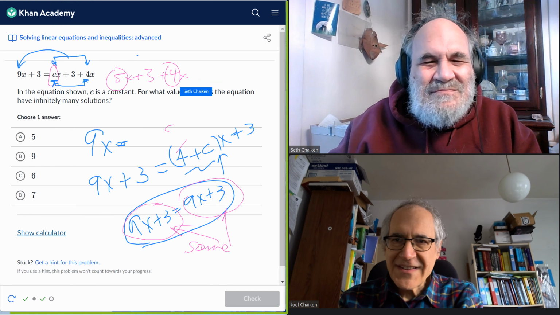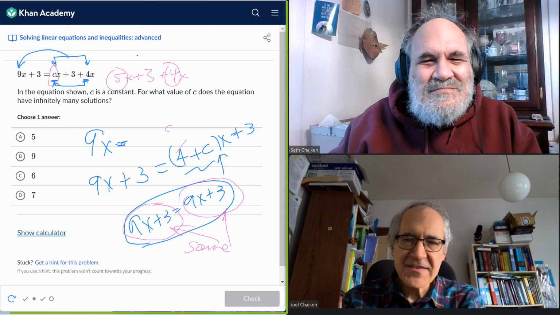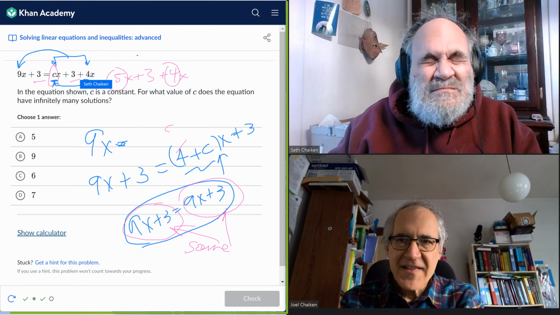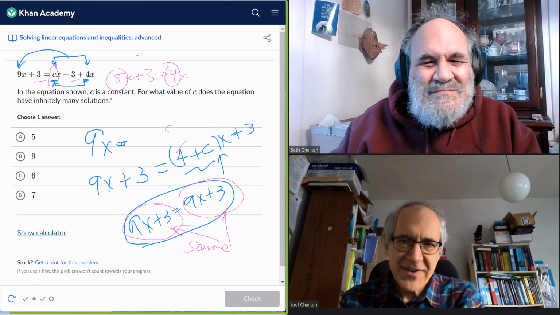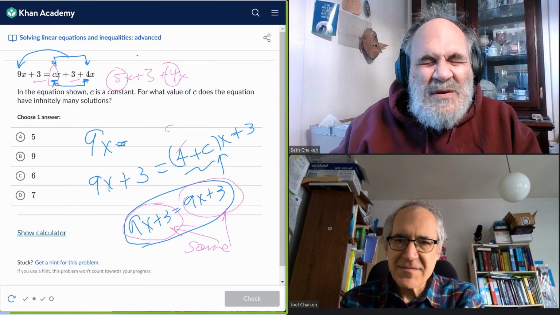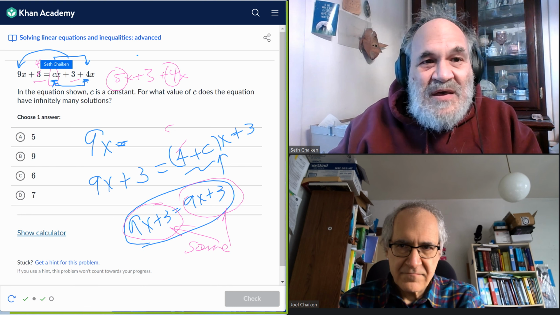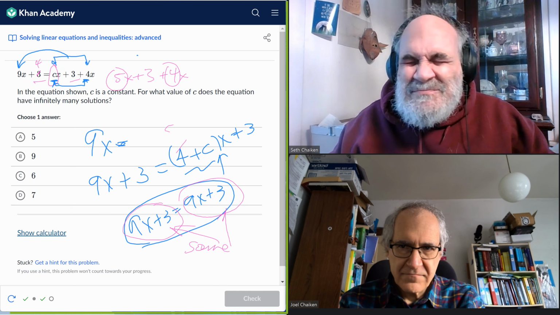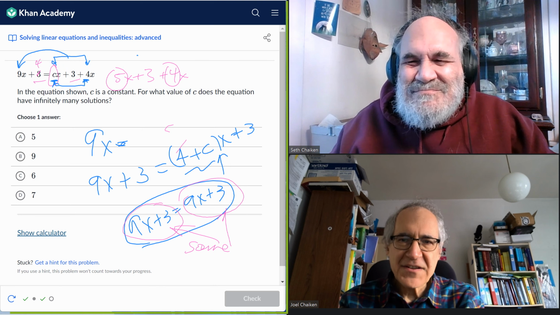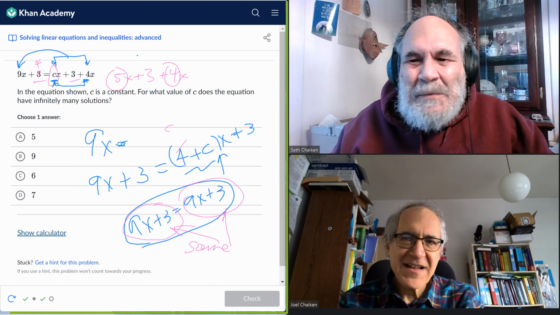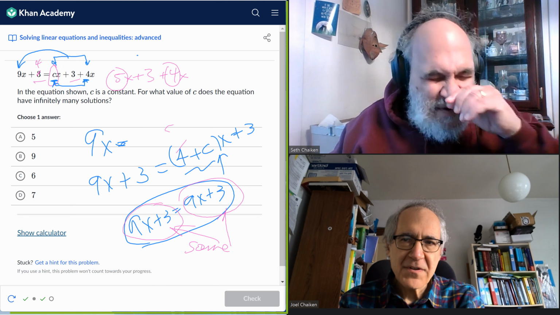The one thing you have to notice is there's a plus 3 on both sides. If there wasn't a plus 3 on both sides, there'd be a problem with the problem. If the two threes were not the same, if you had a different number like 4 here, then you'd get an equation that has no solutions. But that's not what they're asking.